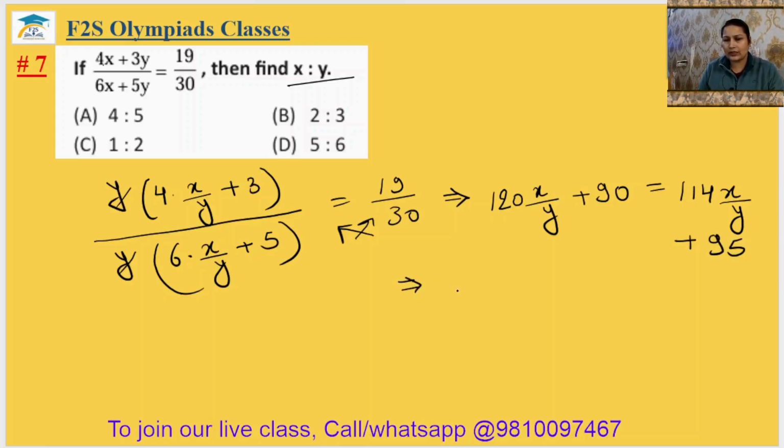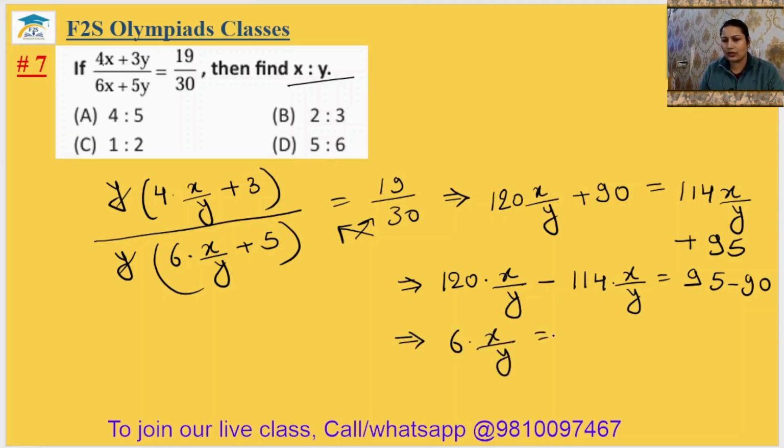Okay. Now we will just take the variables on the same side. 120 x upon y minus 114 x upon y equals 95 minus 90. This implies 120 minus 114, 6 into x upon y, equals 5. So x is to y equals 5 is to 6. It is in option number D. So the seventh answer will be option D.